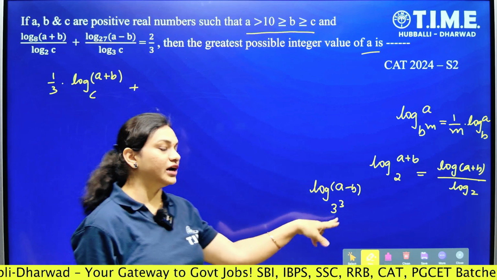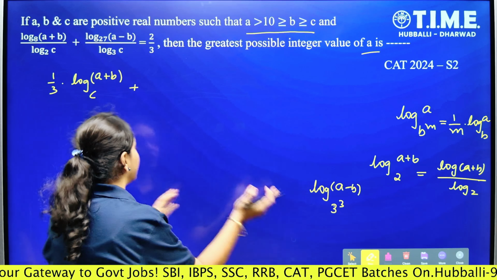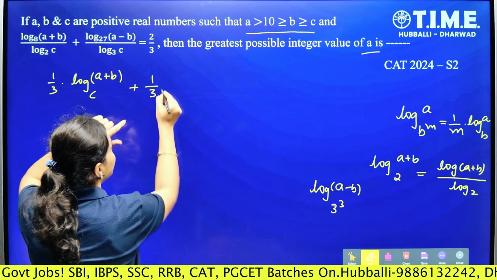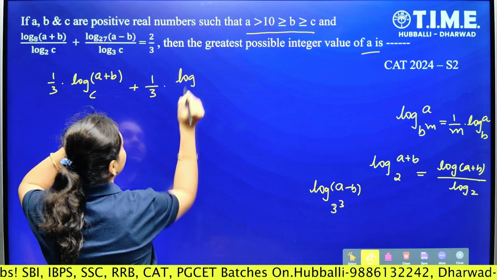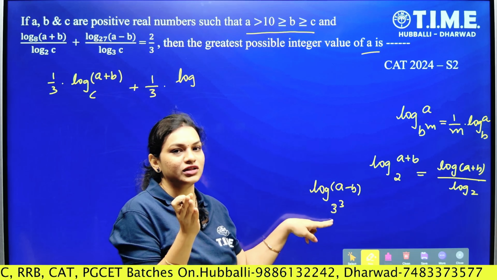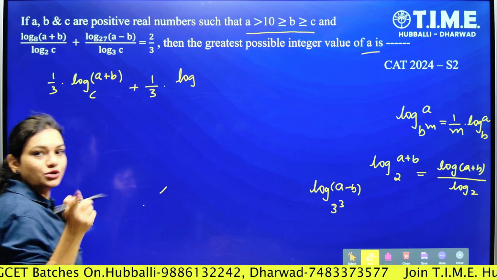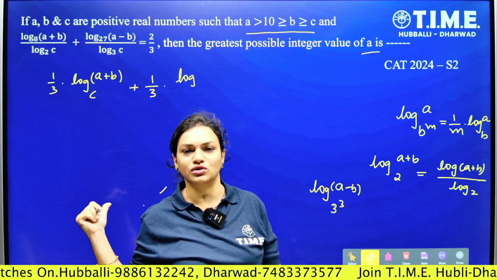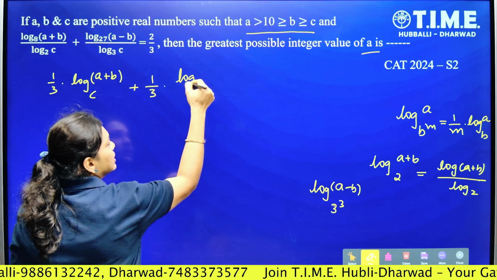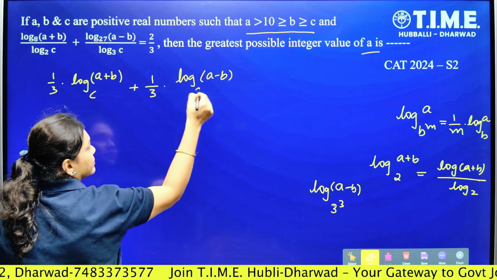Again, this base 3 is having the power 3, so 3 taken as a reciprocal is 1 upon 3, right? So in this case also, we are getting 1 upon 3 common. So 1 upon 3 into log, and now observe the same thing. For the numerator part also, we are having the base as 3, and in the denominator also, we have the base as 3. So both will get cancelled based on the previous rule we have learned. So by this, directly we can write log a minus b, and it is having the base as 3.